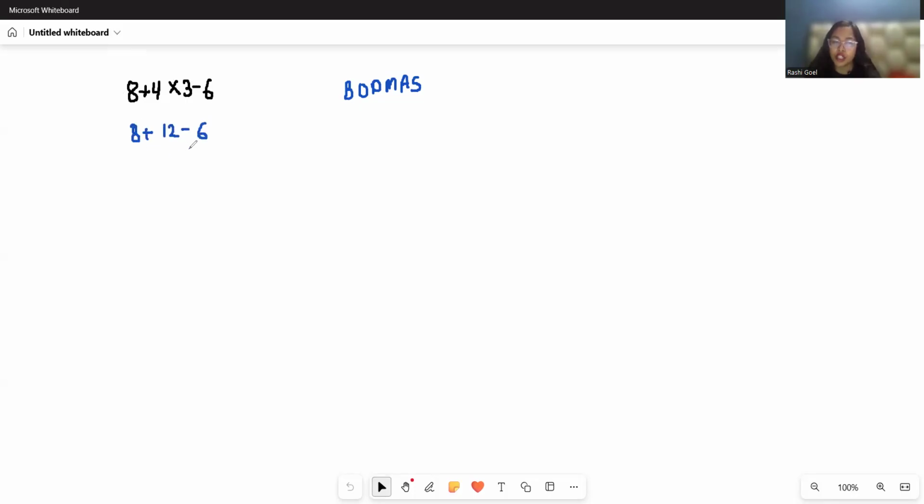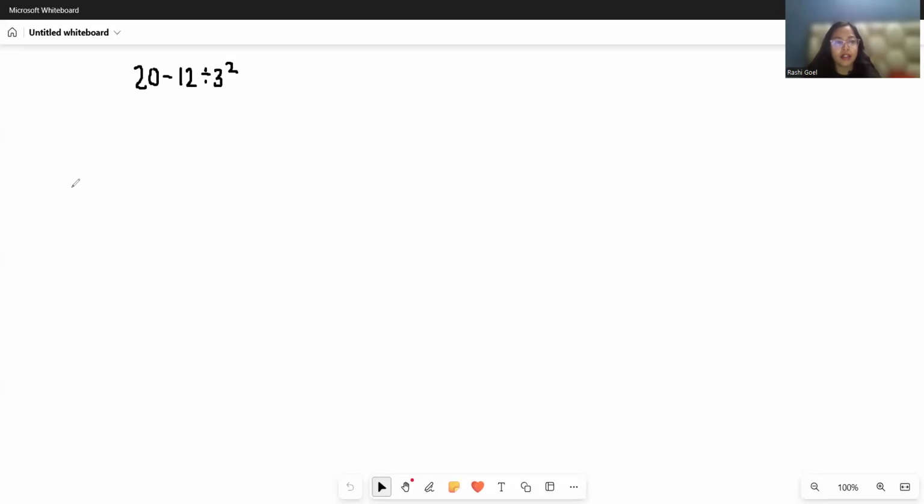Now we have addition and subtraction. So we have to solve it from left to right. So first addition, 8 plus 12 is 20, minus 6. So what is the correct answer? 14. So if you solve it correctly, comment yes.